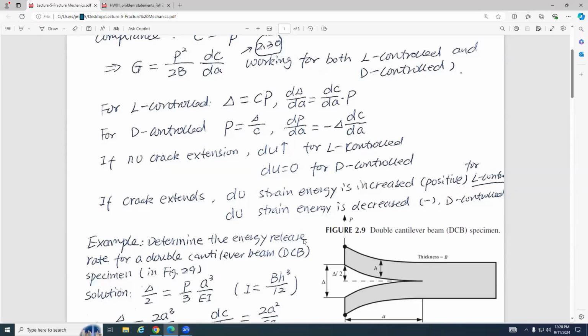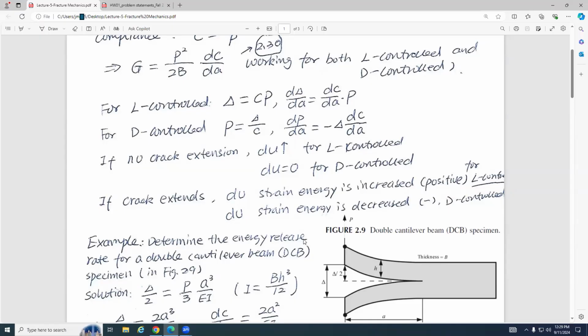So if the crack extends, if the crack grows, the strain energy is increased for load control, and the strain energy is decreasing for displacement control. And we have these two observations. Why? You can see the graphical representation I showed you last time, and you will know that. So total potential energy equals U minus F. F is the work done by the applied force.